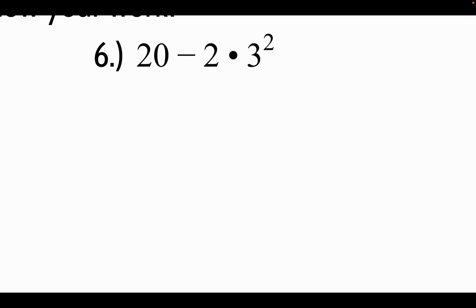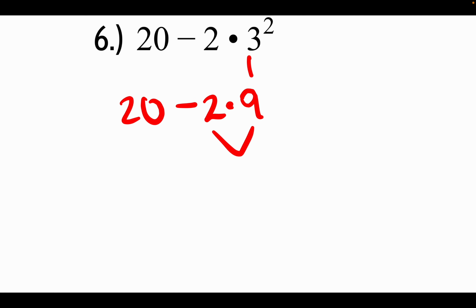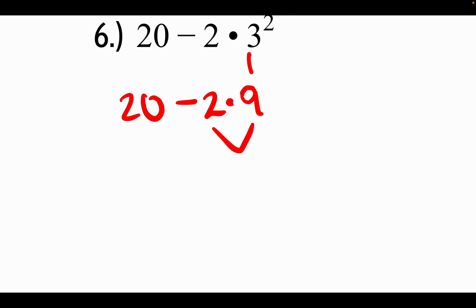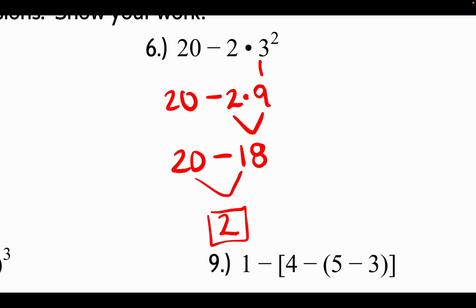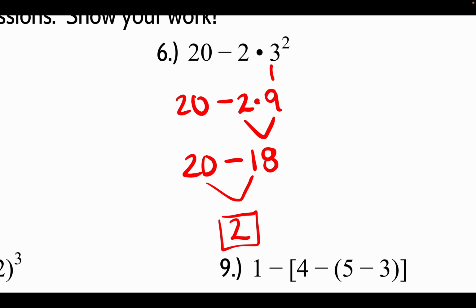Next one, so we have subtraction, multiplication, and an exponent. So first thing we're going to do is our exponent. So 3 squared is 9. And bring everything else down. Now do our multiplication. So -2 times 9 is -18. Bring down the 20. 20 minus 18 is 2. So see how I'm only doing one thing at a time. One thing at a time, okay?